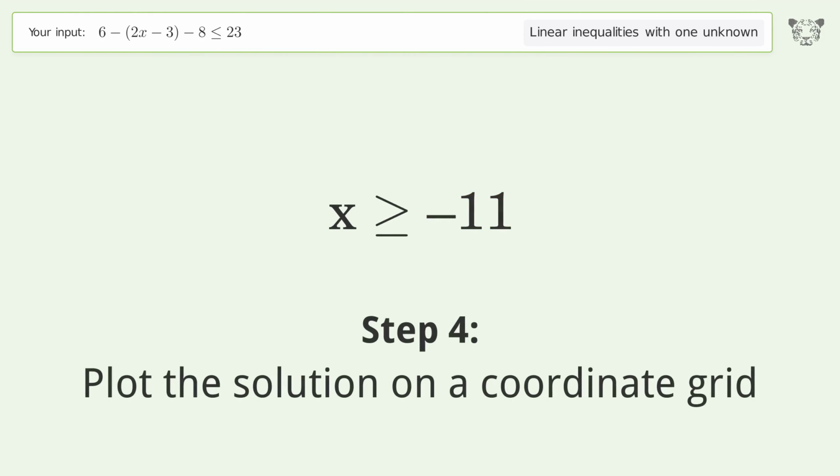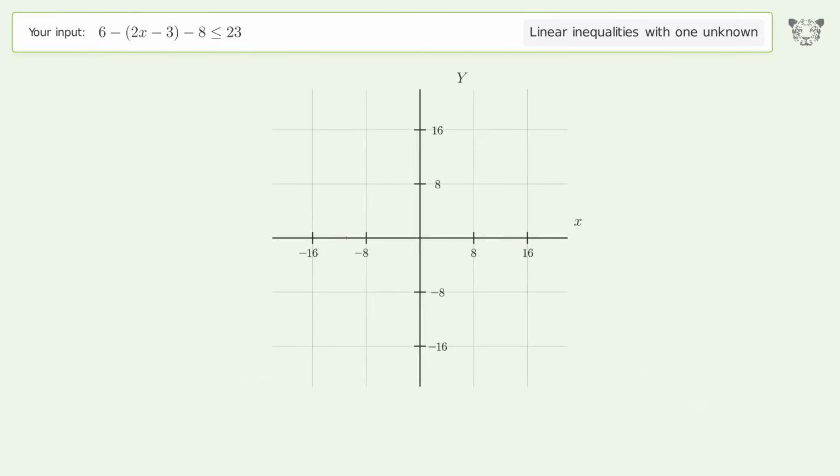Plot the solution on a coordinate grid. And so the final result is x equal or greater than -11.